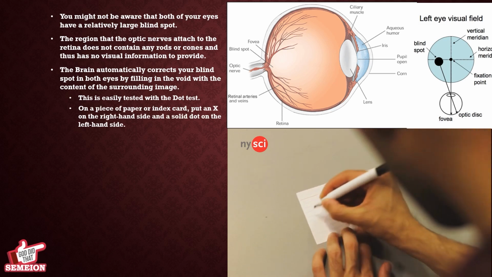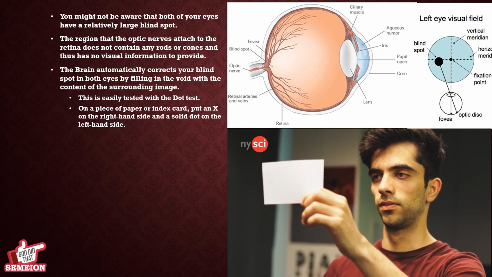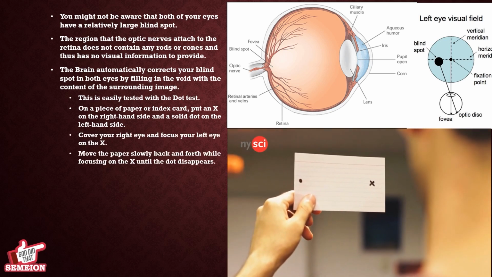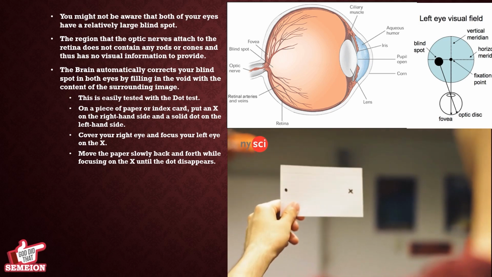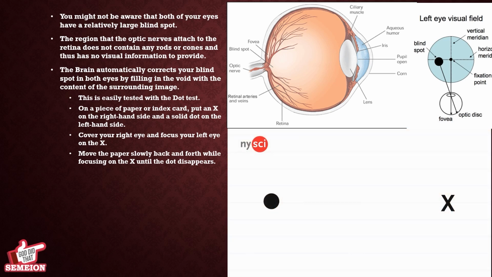On a piece of paper or index card, put an X on the right-hand side and a solid dot on the left-hand side. Cover your right eye and focus your left eye on the X. Move the paper slowly back and forth while focusing on the X until the dot disappears.